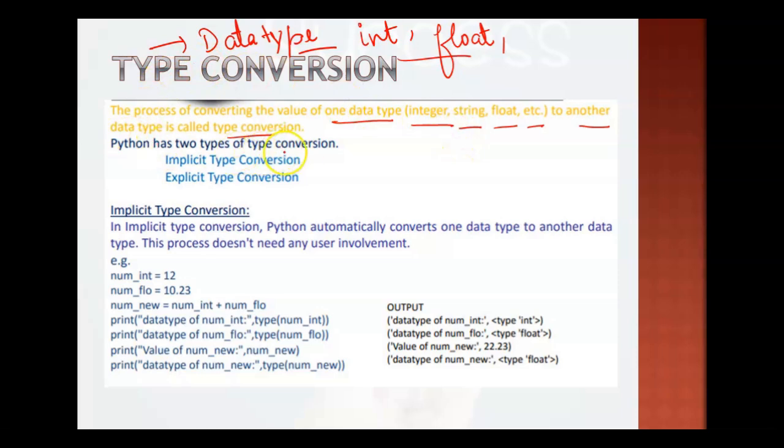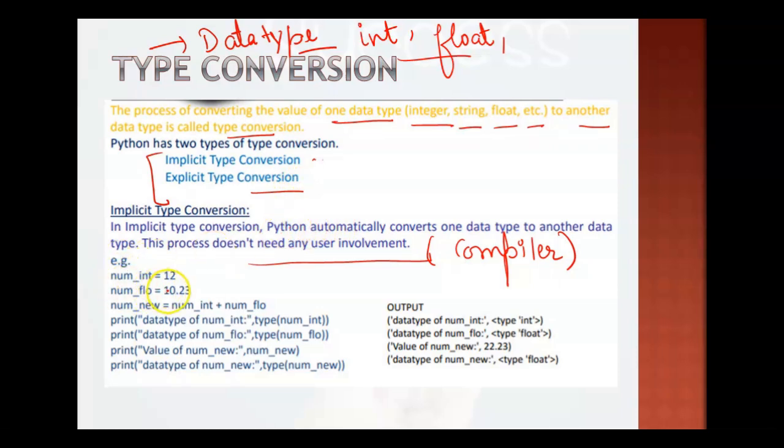Under this you have two categories, the implicit and the explicit. Implicit works by the compiler itself, and explicit is when you forcefully convert it into another data type. We have the implicit type conversion here. In implicit type conversion, Python automatically converts one data type to another data type, and this process doesn't need any user involvement. As I told you, this is done by the compiler. External intervention of the user is not there. Automatically it will be converted into the other data type.